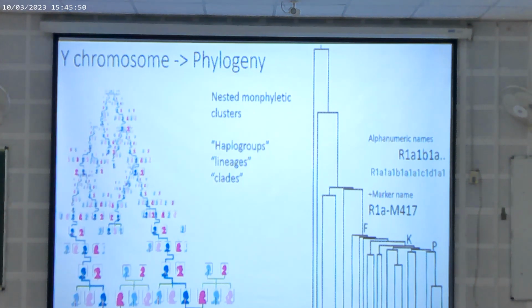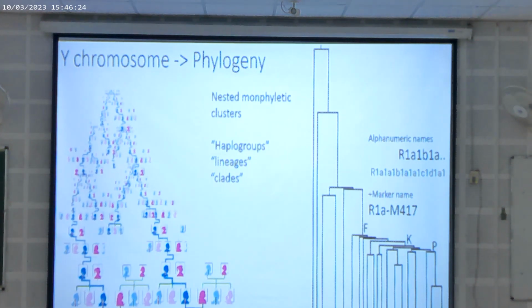And the phylogenetic tree of Y chromosome of all men in the world, so you can imagine that all men in the world are put in one big Y chromosome phylogenetic tree, and this would be the true genealogical tree because of those features. And on this tree, we want to call or label those lineages, and they have been named haplogroups, but also called lineages or clusters or clades.